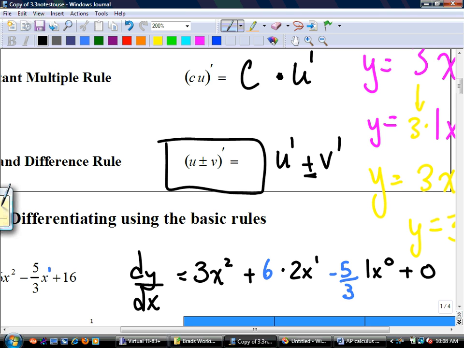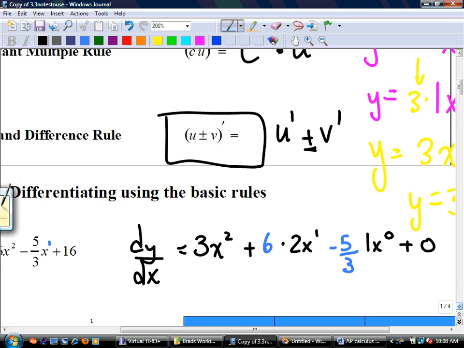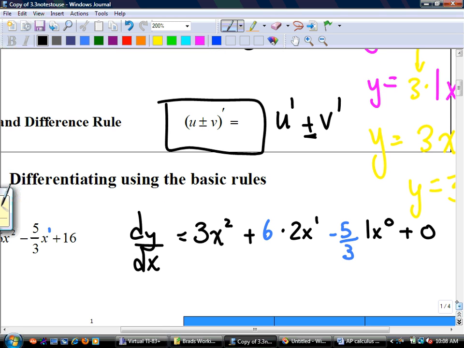So when we clean it up, and this is what I mean when I talk about skipping steps, I will go from the question to the answer, and you will see on the page just this. Oops, dy over dx equals 3x squared plus 12x minus 5/3, and you're finished.